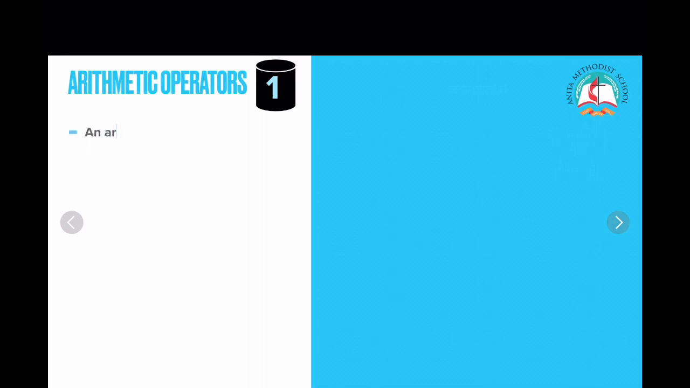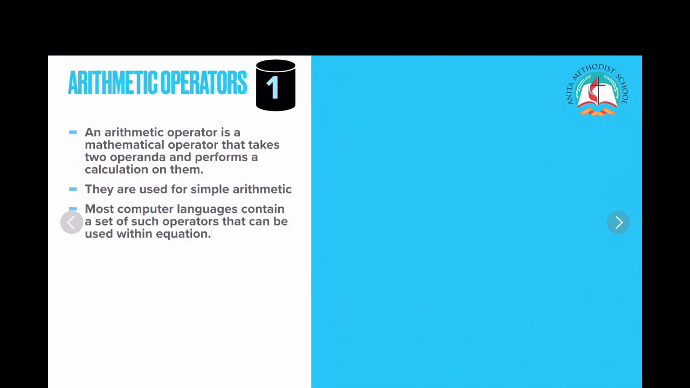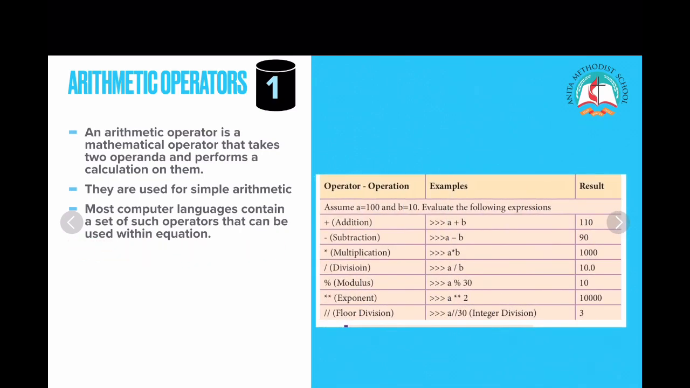As you all know, what is an arithmetic operator? It is a mathematical operator that takes 2 operands and performs a calculation on them. They are used for simple arithmetic. Most computer languages contain a set of such operators that can be used within equations. And then let's see an example for it. So addition, subtraction, multiplication, division, modulus, exponent, floor division.